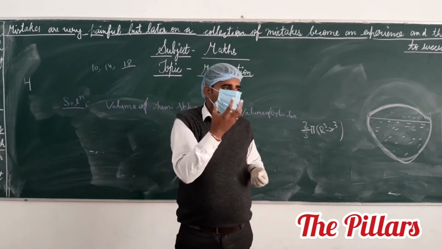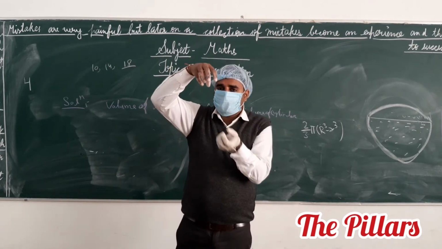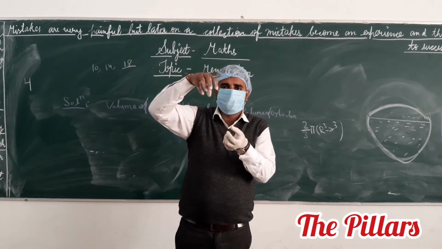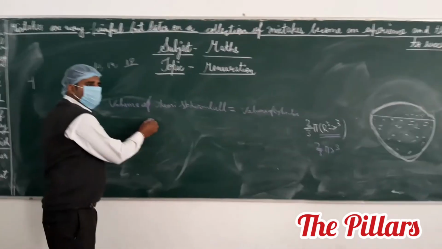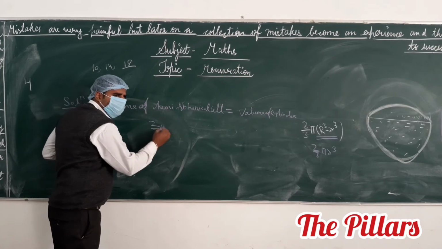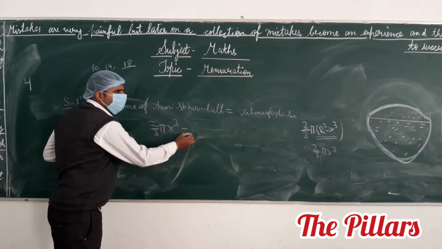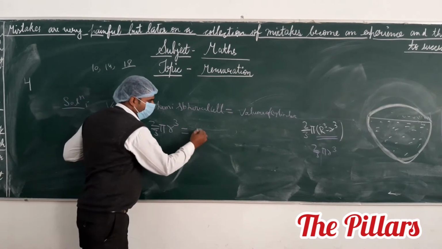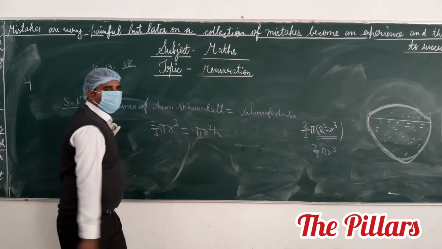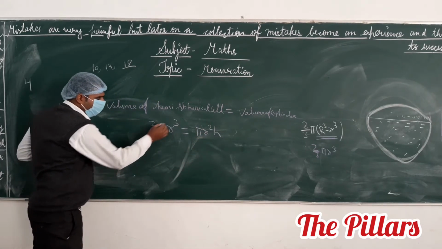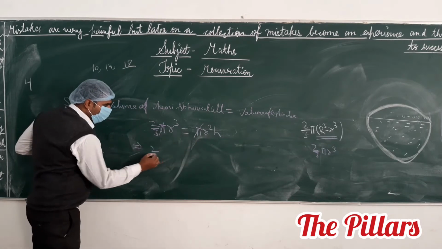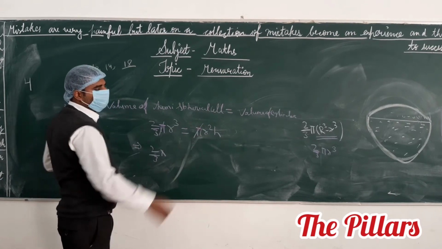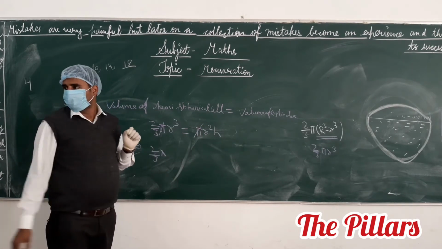When we have to discuss the material, listen a bit. The question is in what the material was kept. The 2 by 3 is the calculated internal volume: 2 by 3 pi r cube equals pi r square h. Pi and pi cancel out. 2 by 3 value of r cube, 729.